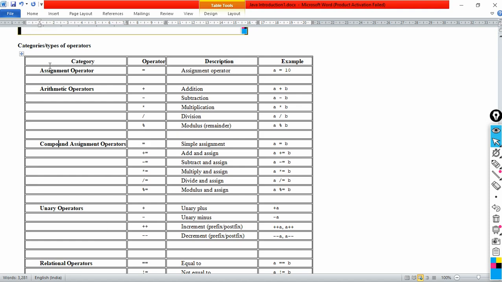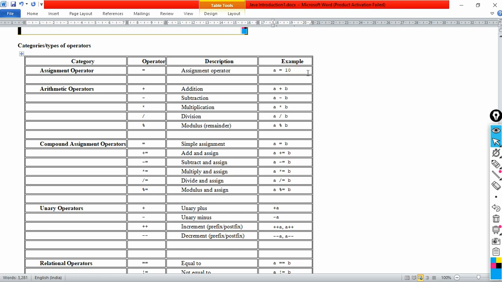First of all we are going to understand about the assignment operator. What is an assignment operator? Assignment operator assigns a value to a variable. For example, a is equal to 10. To the variables we can assign the values. That is what we call as assignment operator. It's a very simple one, so explanation is not required for this particular thing.